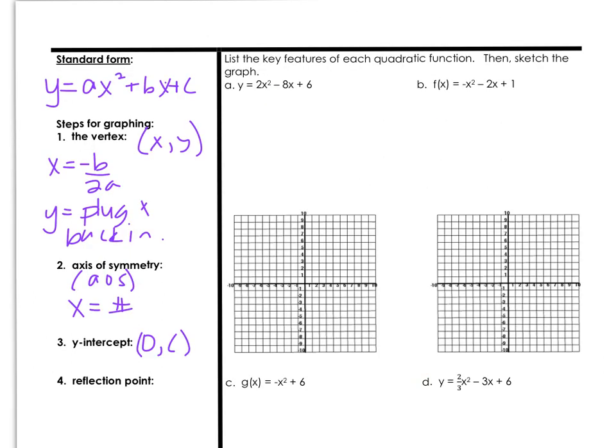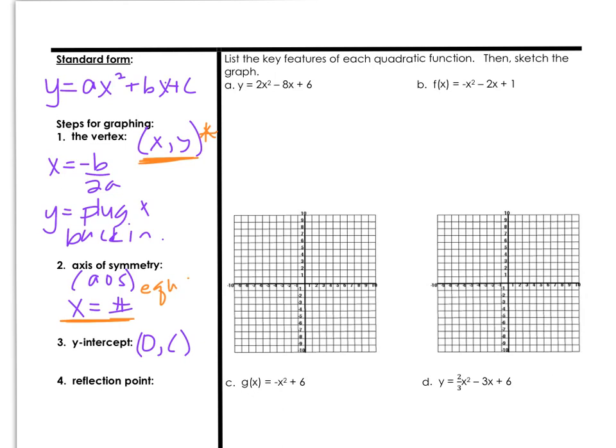When we talk about graphing a function in standard form, remember standard form is where you have ax squared plus bx plus c as your template for your formula. To find the vertex, we do negative b over 2a for x, and we plug it back in to get y. Remember, the key thing here is that the vertex is an ordered pair, so make sure you have an x and a y. Your axis of symmetry has to be x equals a number, so make sure it's an equation.